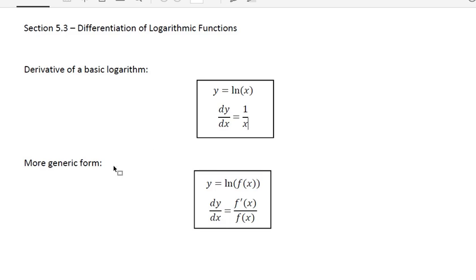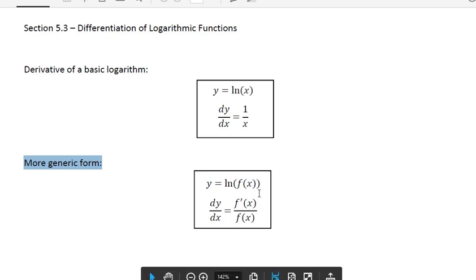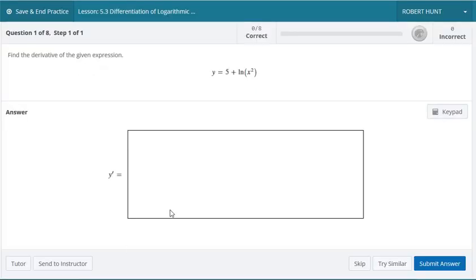We can say this in a more generic sense. If we have the log of something with x in it, so we're calling it log of f of x here, then the derivative is still a fraction. The bottom of the fraction, again, is whatever's in the log, so in this case f of x. And then the top is the derivative of the bottom, so f prime of x. If we have these two rules down, we should be able to do everything in this section. So let's go straight over to it.